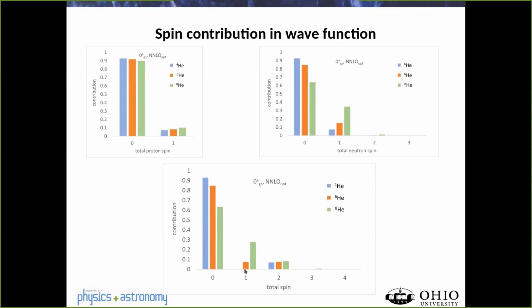So you can see here, helium-4 has mostly spin 0 contribution, some spin 2, because you can add up the spins to a spin 1, and then also, it's vector addition, you can add it up to spin 2. And so here, helium-4 has almost no spin 1 contribution, whereas helium-8 has a lot. Helium-6 has the same amount of spin 1 and spin 2 contribution.